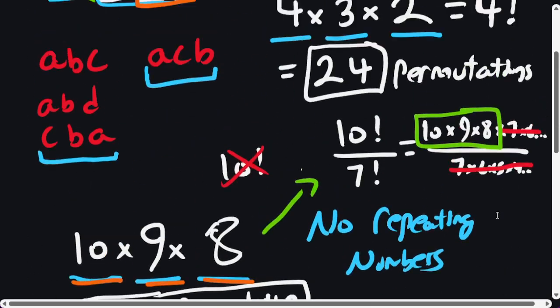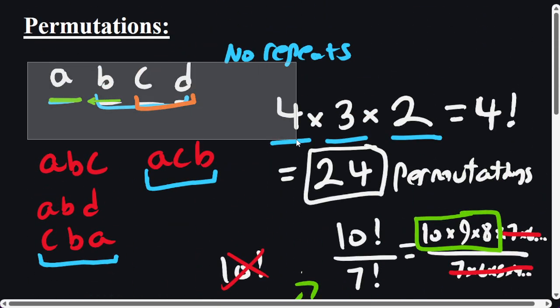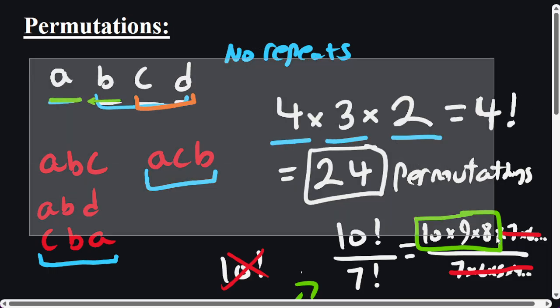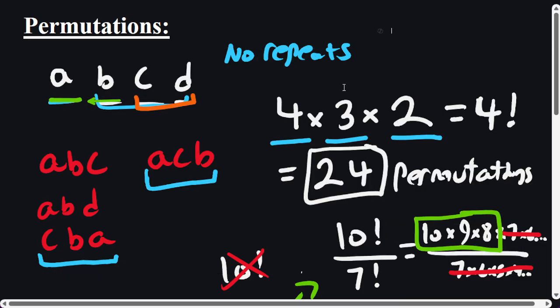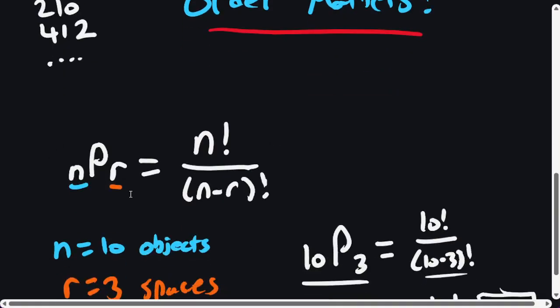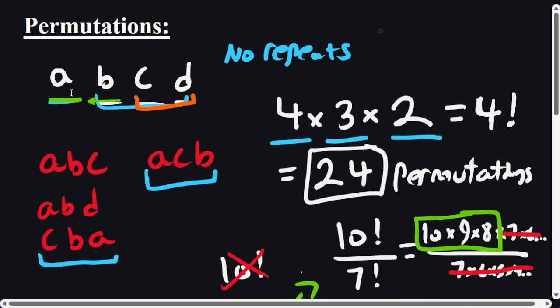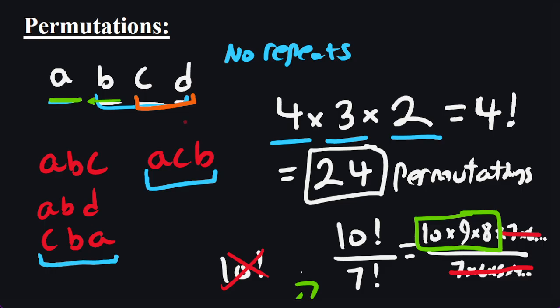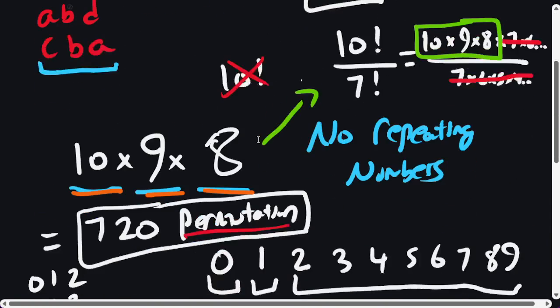So let's apply the permutation formula to this first example right here. So again, n permute r. What is our n? How many objects do we have? We have 4 objects: A, B, C, D. And how many different ways can we arrange them? How many slots do we have? We have 3, because we're trying to create 3-letter words from these 4 objects. So n is 4 and r is 3.